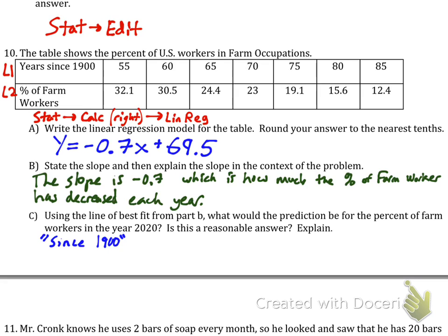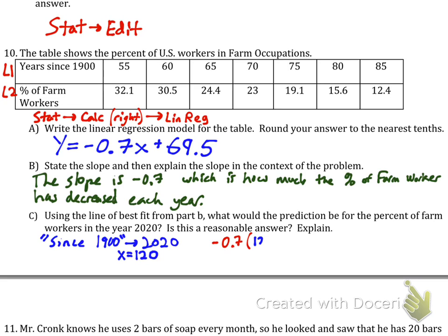Well, since the X values say years since 1900 right there, because that's the years since 1900, we know that the year 2020 is 120 years after 1900. So the X value is going to be 120. I found that out from subtracting 2020 minus 1900 to see how many years have passed from 1900 to 2020.